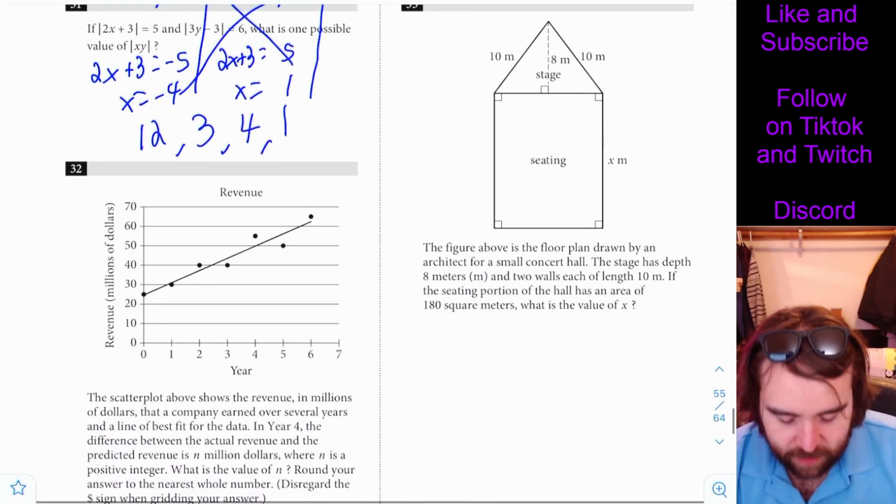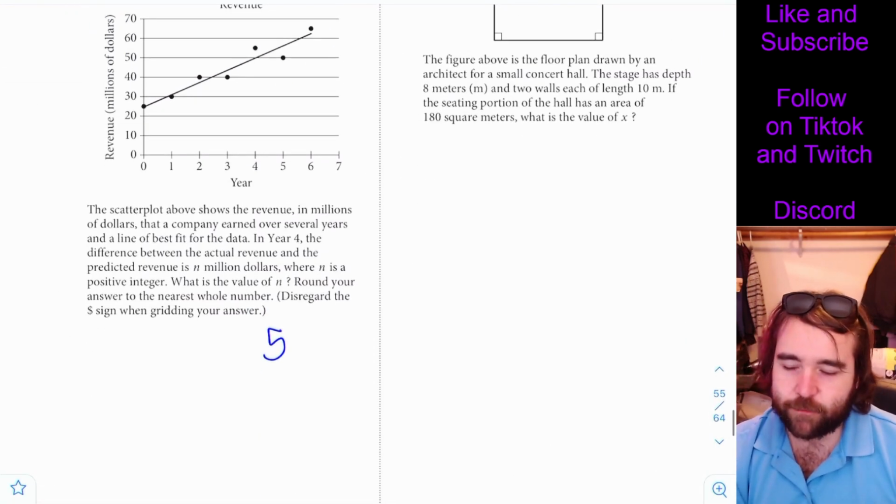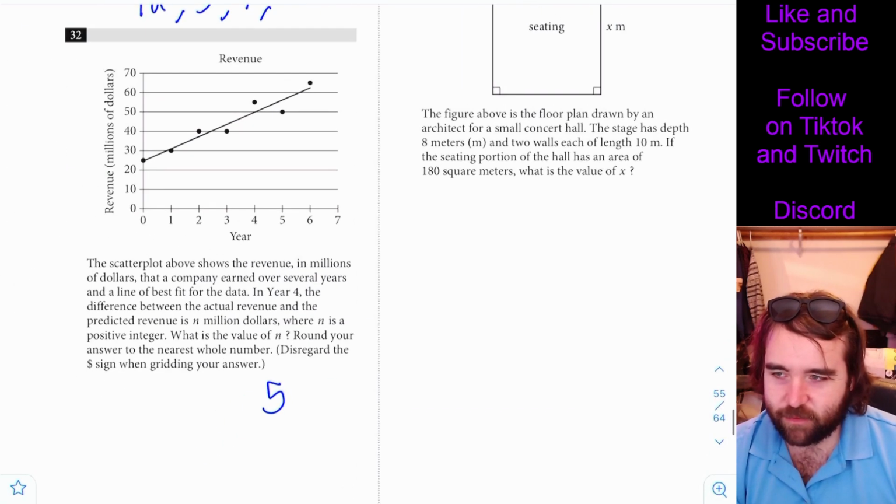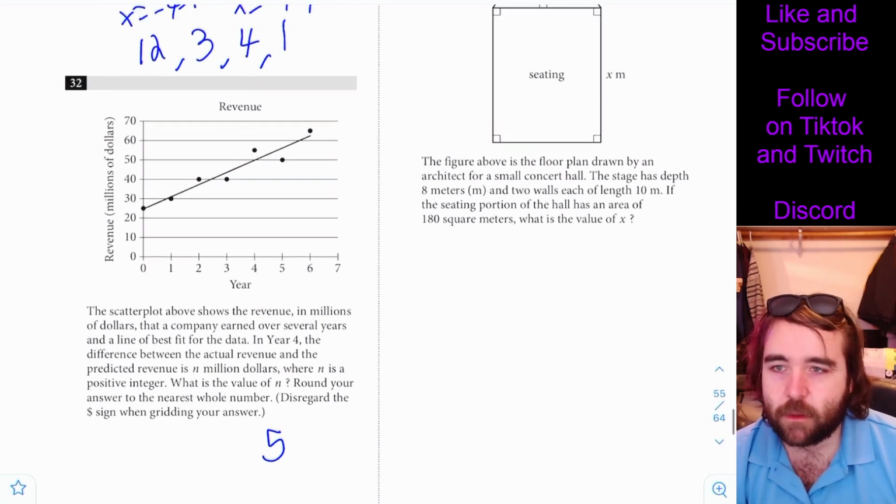I mean, that is right in the middle, right? Yeah, definitely. I wonder if they allow like 4 or 6. I feel like they should. But that is right in the middle. So that's definitely 5. Just what's the difference?